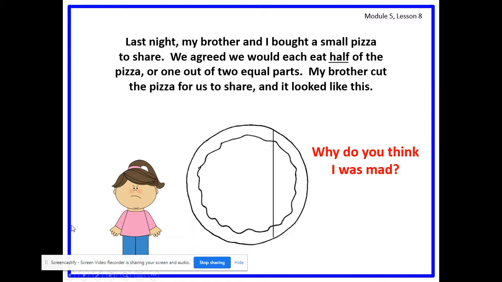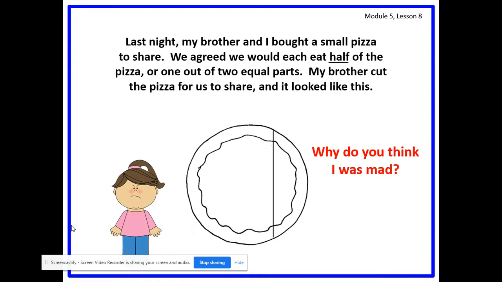Okay, so I have a huge problem. Can you help me with this? Let's see. Last night, my brother and I bought a small pizza to share. We agreed we would each eat half of the pizza, or one out of two equal parts. My brother cut the pizza for us to share, and it looked like this.